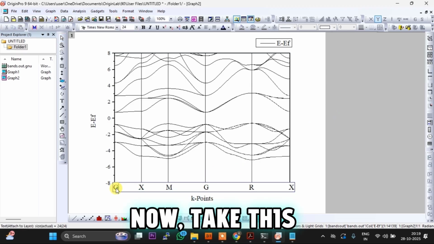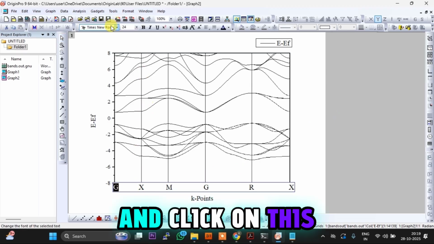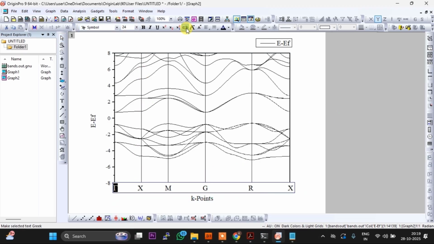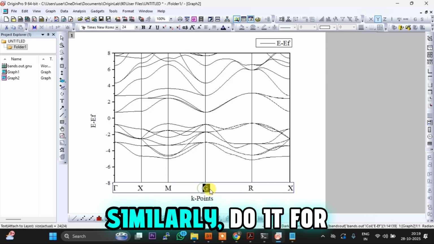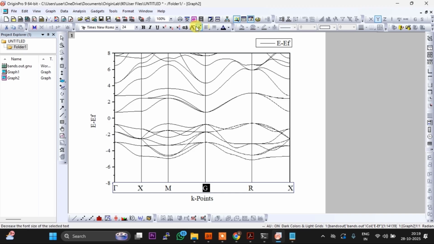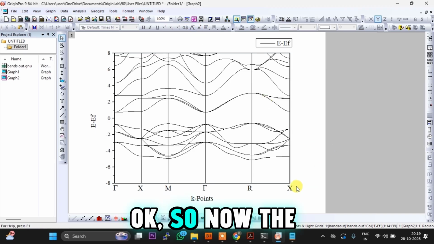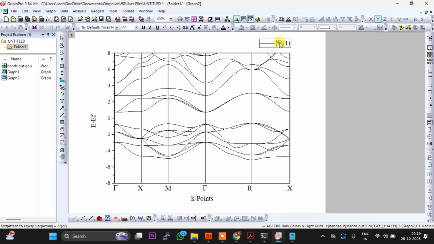Now, take this G and click on this Greek. So this is going to be gamma. Similarly, do it for this one too. Okay. So now the band structure is complete. Do it better.